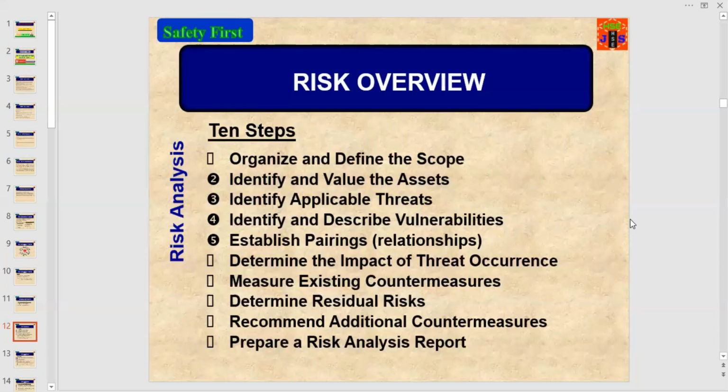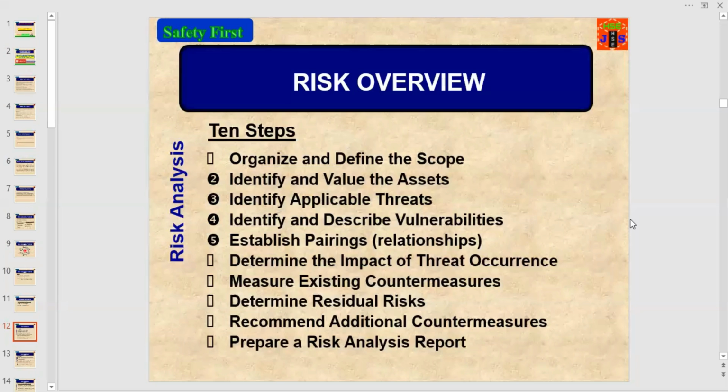There are 10 steps you have to keep in your mind while going through risk analysis. Number one, organize and define the scope. Number two, identify and value the assets. Number three, identify applicable threats. Number four, identify and describe vulnerabilities. Number five, establish pairings, meaning relationships. Number six, determine the impact of threat occurrence.